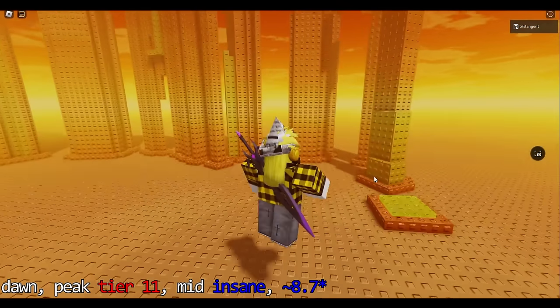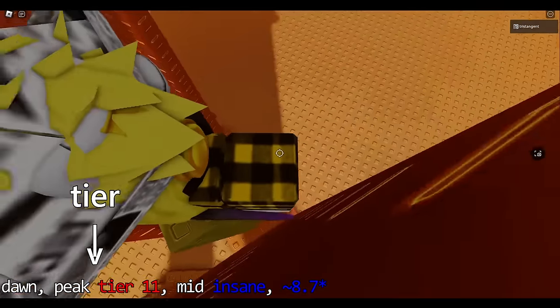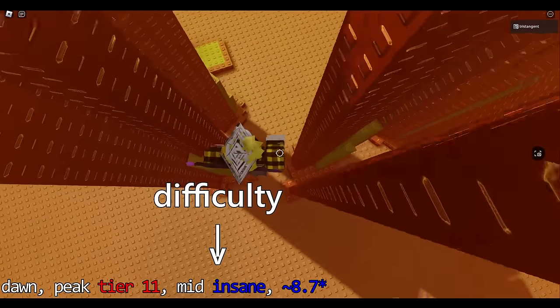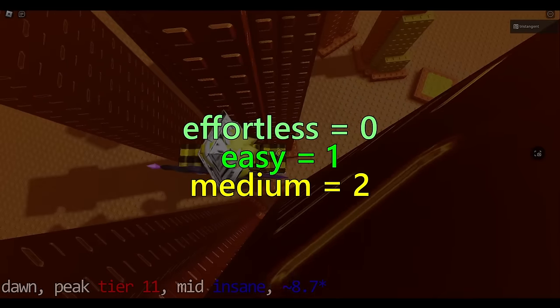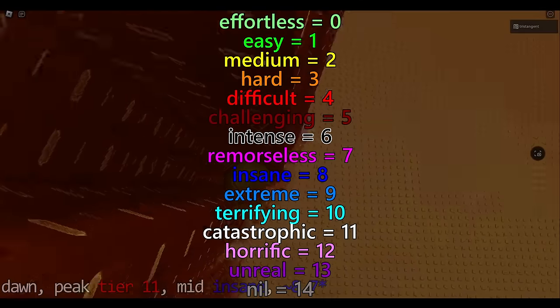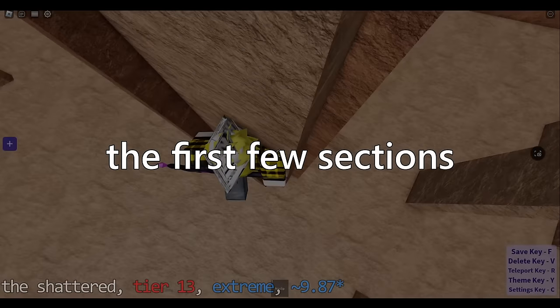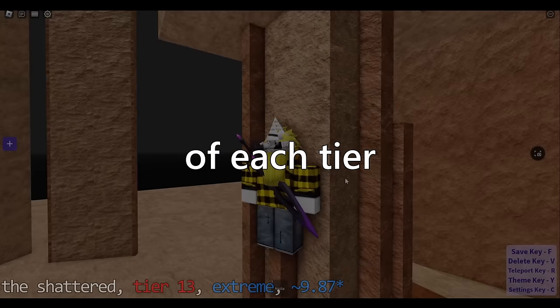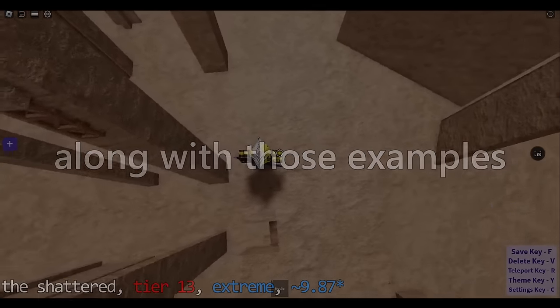Okay, so before I get started, each tiered obby I or other people play in the background will have its name and tier on the bottom left, with the equivalent difficulty and the equivalent star rating. Effortless is 0, easy is 1, medium is 2, etc, up to no, which is 13, and credits if applicable. The first few sections will be examples from each tier, and after that, we'll be discussing the hardest tiered obby completions along with those examples.